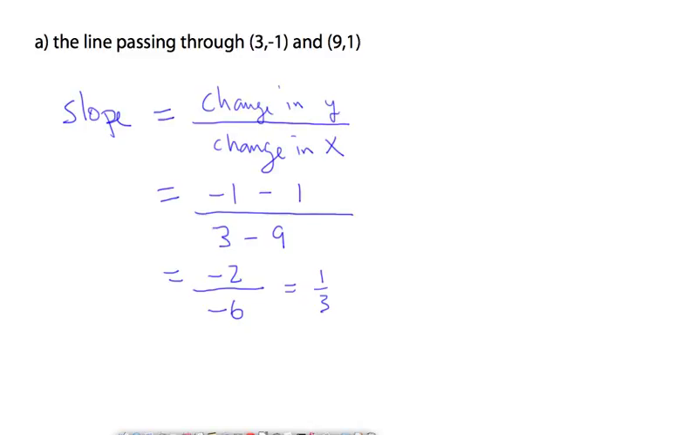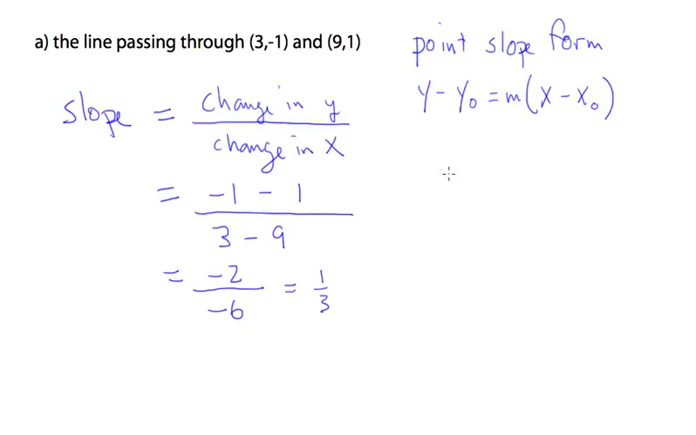Now at this point, we can decide how we're going to write our equation. The way I recommend we do it is using point-slope form. Point-slope form looks like this. In this equation, the m represents the slope. The x0 and the y0 represent the coordinates of any point, any single point that this line passes through.